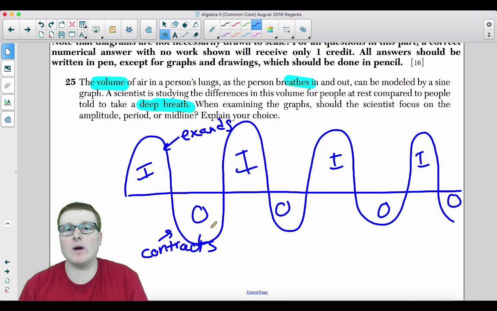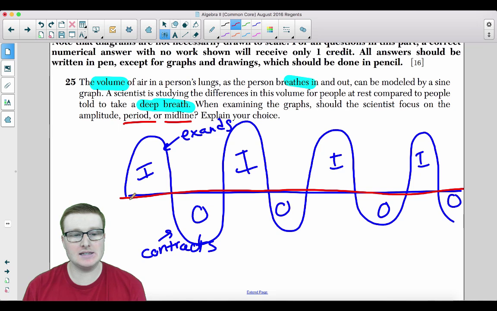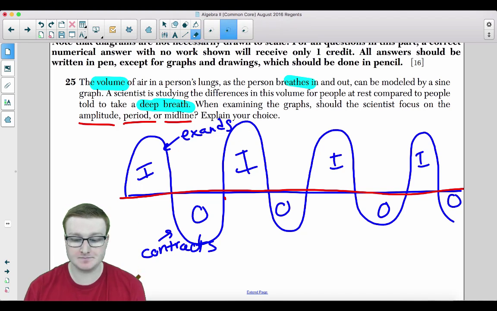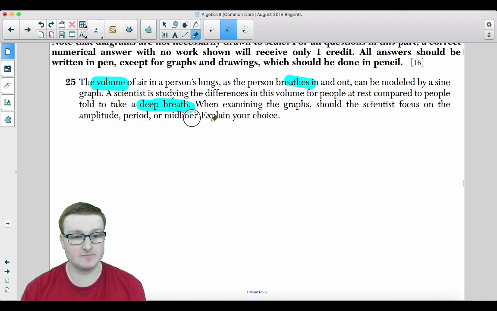So how do you figure out how much volume is in your lung? Are you looking at the amplitude, the period, or the midline? Well, the midline is right here. Does that tell you anything about the volume? It does not. Is it the period? Well, the period is the amount of times the cycles occur in 2 pi radians. It does not matter what the period is. The period just tells you how many times you breathe. Your answer is the amplitude. The amplitude tells you the height of the graph. That's what we want. We want the height of the graph.